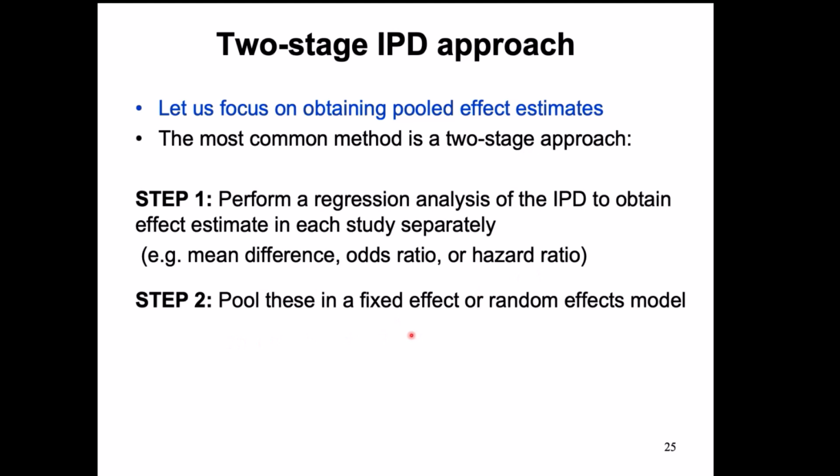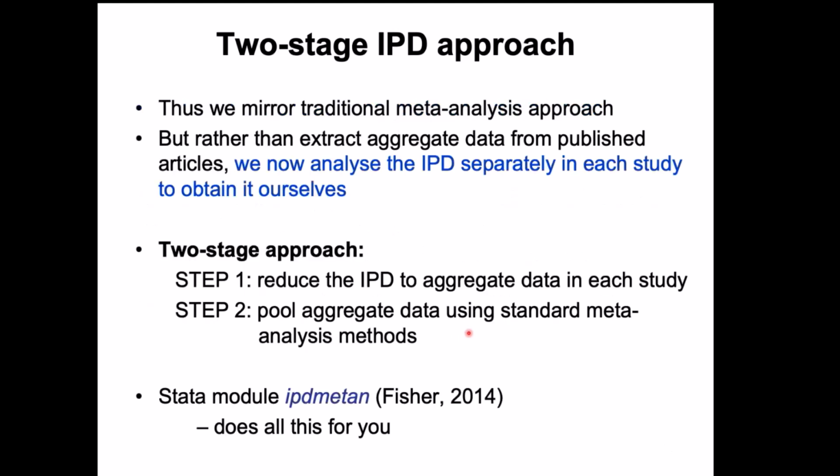And then the second stage, we would pool these in a traditional meta-analysis model. So you may have heard of a fixed effect model, or a common effect model, or a random effects model. So what are we doing here? Actually, we're mirroring what we do without IPD, except that in the first stage, we're deriving the aggregate data ourselves, whereas a traditional meta-analysis would get the aggregate data from the publications. So in some ways, the meta-analysis component here is going to be very familiar to most researchers who have ever done a meta-analysis, for example, in REML.